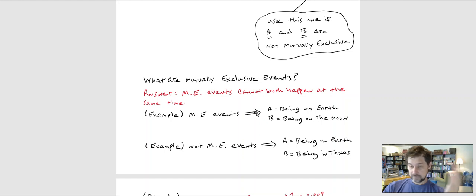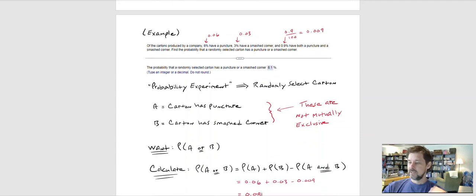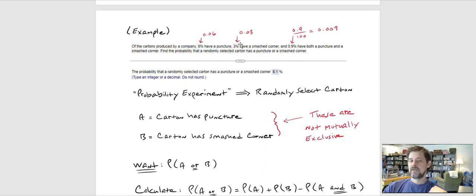So there's my example, but there are lots of events that are not mutually exclusive. An example of that would be being on Earth and being in Texas. Those could both happen at the same time, right? You can be on Earth and you can be in Texas. Just because you're on Earth doesn't mean you're in Texas, but it's definitely possible for both of these events to happen at the same time. All right, so hopefully that's simple enough that you could grasp what it means for events to be mutually exclusive or not. Okay. All right, so let's do this example, and here's one I took from MyMathLab.